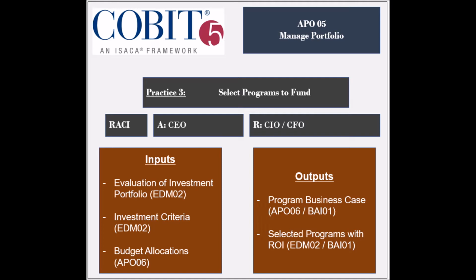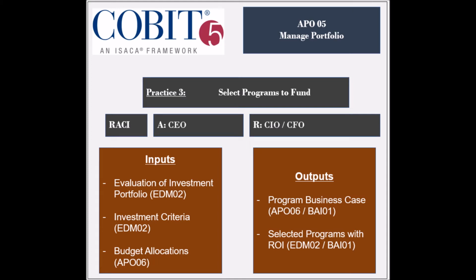From a RACI charts perspective, the entities that are responsible for this practice include the Chief Financial Officer, the business executives, and the Chief Information Officer. The entity that is held accountable is the Chief Executive Officer. The practice receives a wide range of inputs that include the evaluation of investment portfolio and the investment criteria from the EDM2 process, the budget allocations from the APO6 process, and the service level agreements from the APO9 process.